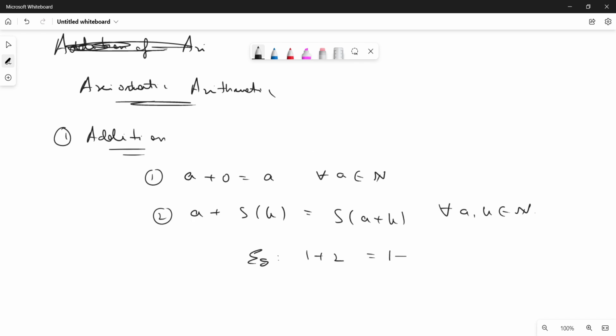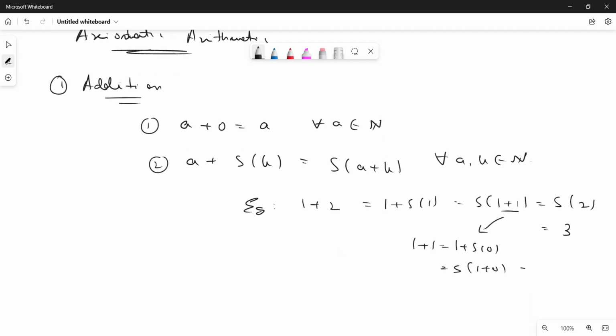Is it clear? For example, what is 1 plus 2? Can we write 1 plus 2 as 1 plus successor of 1? So this is basically successor of 1 plus 1, which is successor of 2, which is 3. Now how can we define 1 plus 1 is 2? 1 plus 1 can be written as 1 plus successor of 0, which is successor of 1 plus 0, which is successor of 1, which is 2.